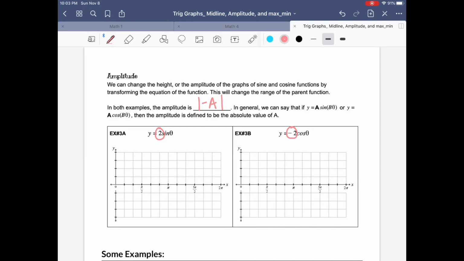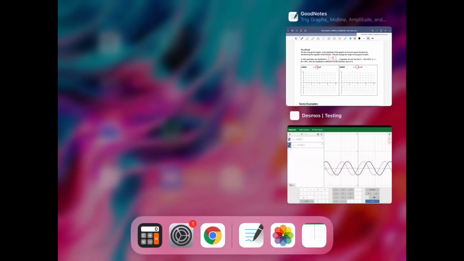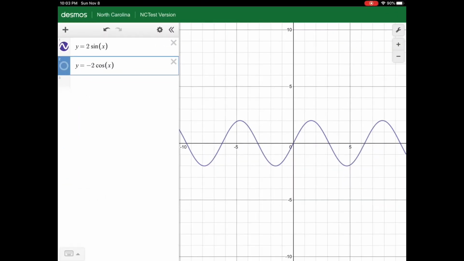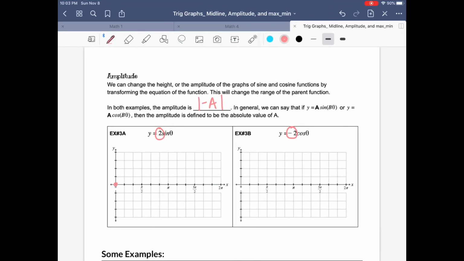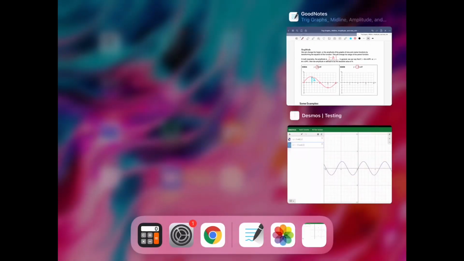So when I looked at the 2 cosine of theta, I had, all right, so I'm going to turn this one off. So I started at 0, went up to 2, back down to 0, went down to -2, and back to 0. So this was my sine graph. So again, my amplitude is a distance of 2.